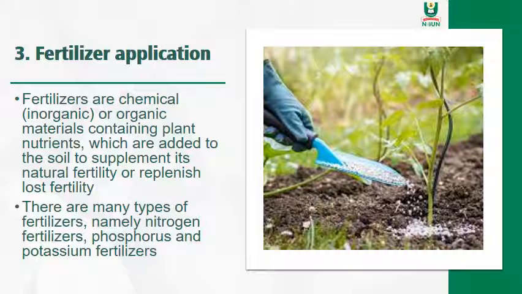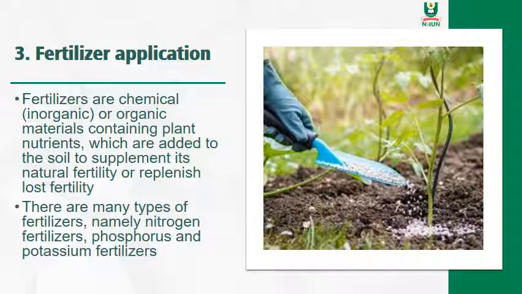The next thing you do is to apply your fertilizer. So what are fertilizers? They are simply chemicals. They could be organic or inorganic materials containing plant nutrients. What they do is enrich the soil so that the roots will be able to take more nutrients and make them available to the plant. So you are adding supplements to the soil to increase the fertility that has been lost.